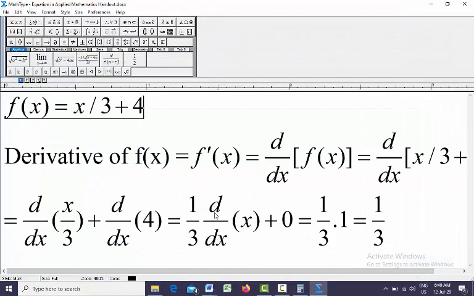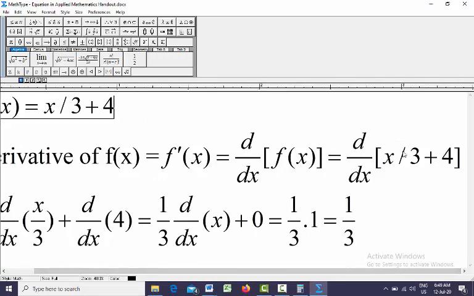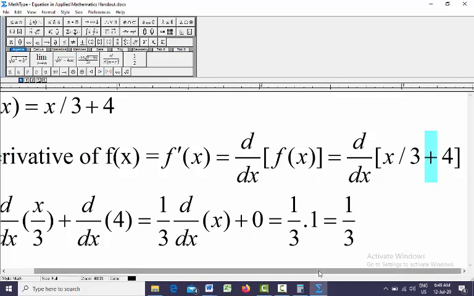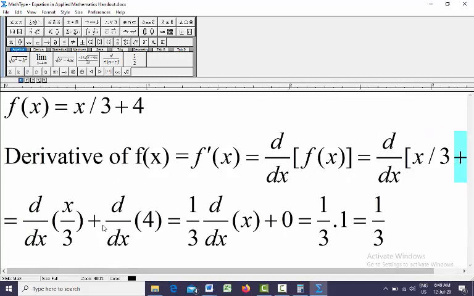So let's check out some very easy problems now. Here the function is x by 3 plus 4. So that means we have differentiation of x by 3 plus 4. As I said before, there is a plus in between. Whenever you see a plus or minus in between the function, you have to separate each part. So x by 3 and then plus 4.